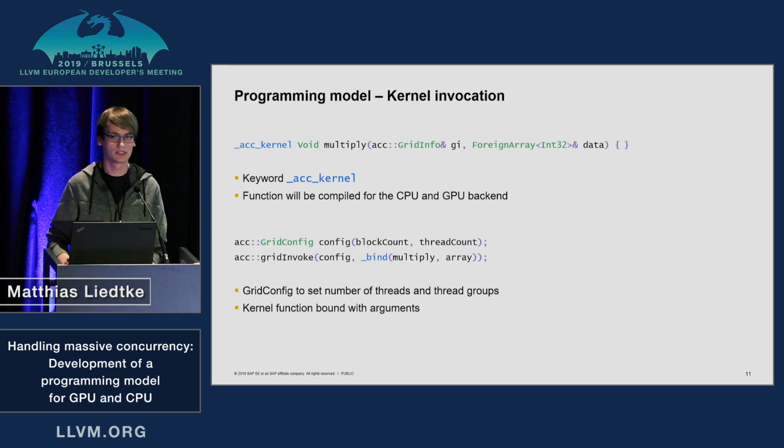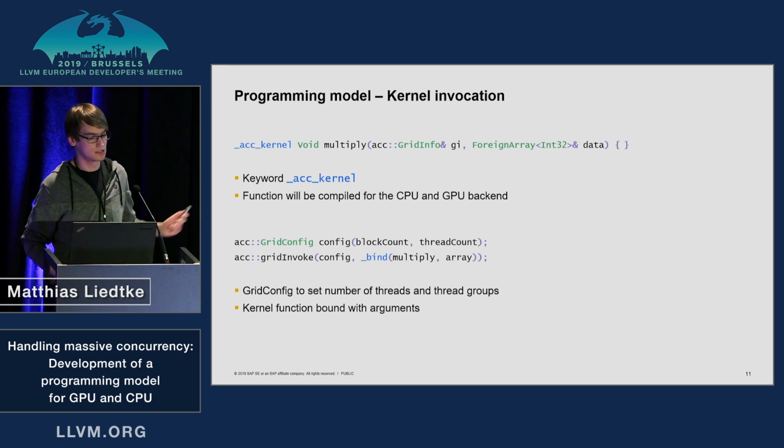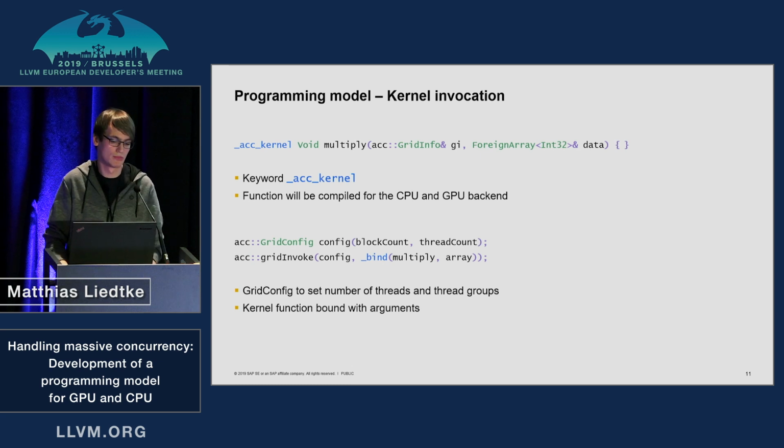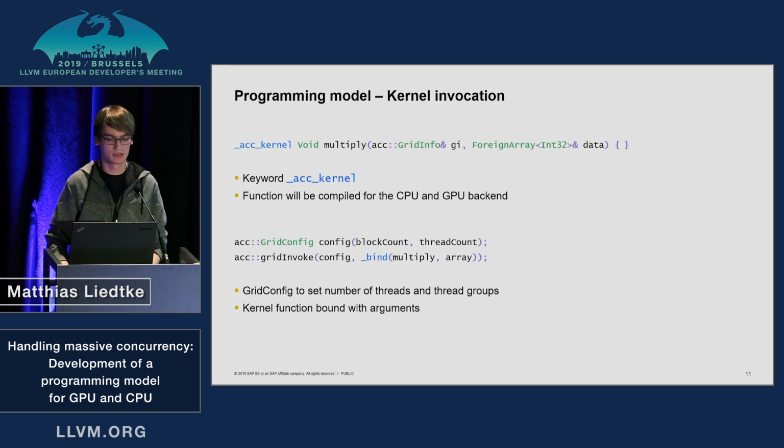The invoke just gets the config, and it also gets the kernel function and some arguments bound to that kernel function. So in this case, we have just this array, and it's bound to the function. So it's basically passed implicitly to this parameter.